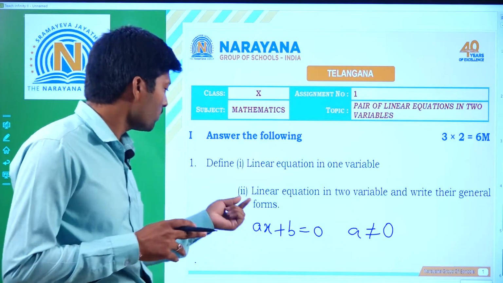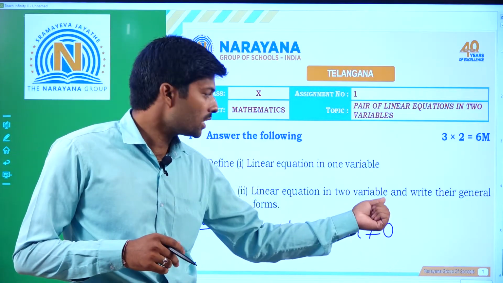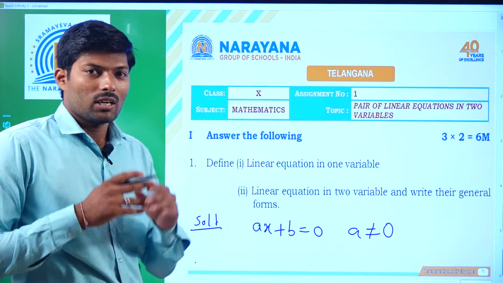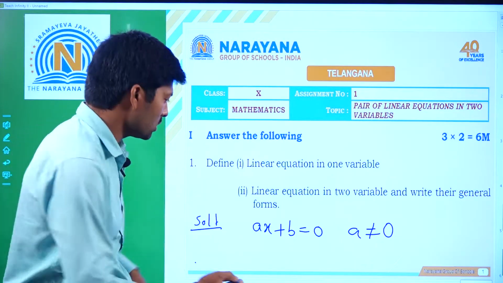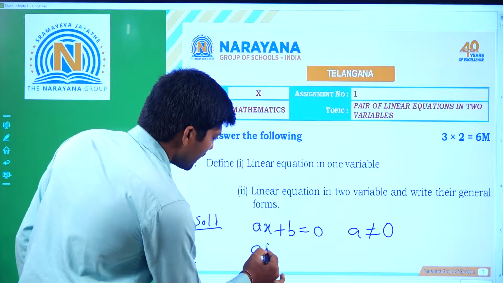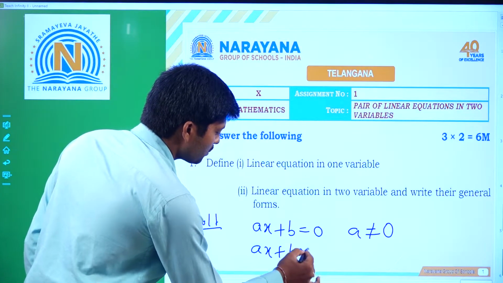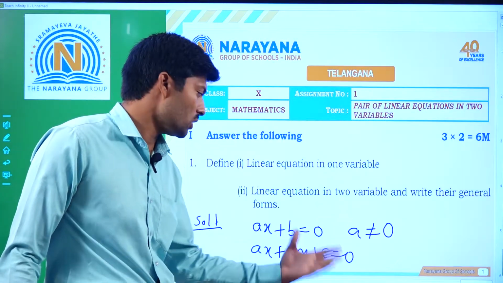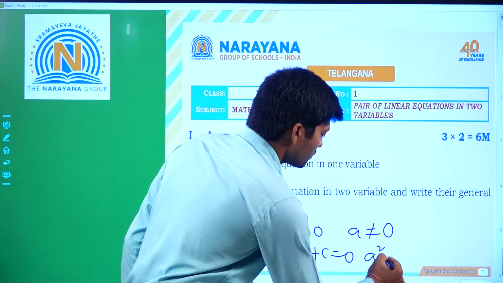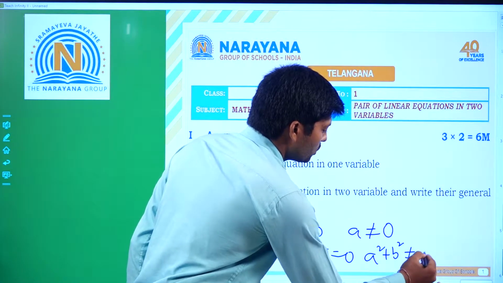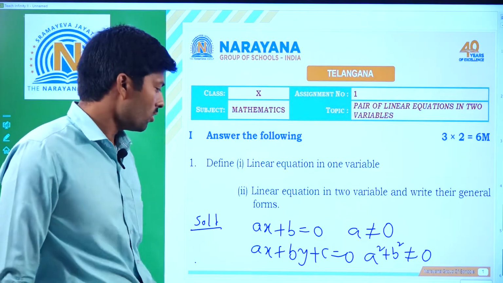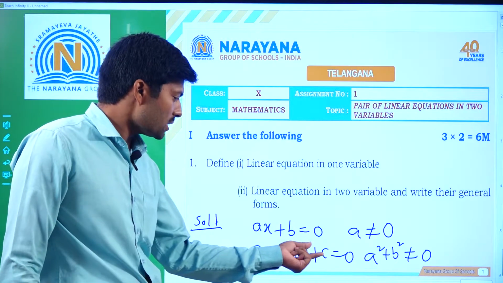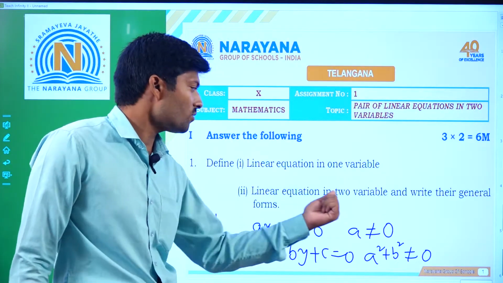So, let us go for the next one: a linear equation in two variables and write their general forms. What is a linear equation in two variables? A first degree equation which involves two variables, that is x, y, which is in the form of ax + by + c = 0, where the condition is a² + b² is not equal to 0, and a, b, c are real numbers. This ax + by + c = 0 is called the general form of a linear equation in two variables.